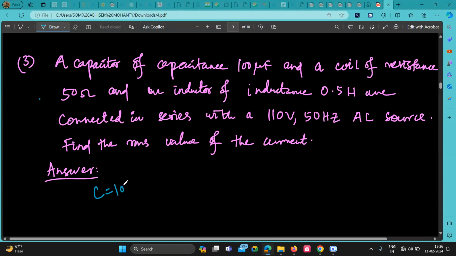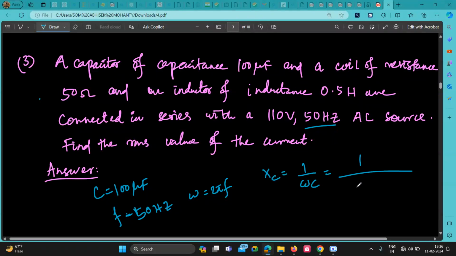C is given, 100 microfarad. F is given, 50 hertz. So omega is 2 pi F. So you can calculate XC is equal to 1 by omega C, right? That is 2 pi into 50 into C, 100 into 10 to the minus 6.